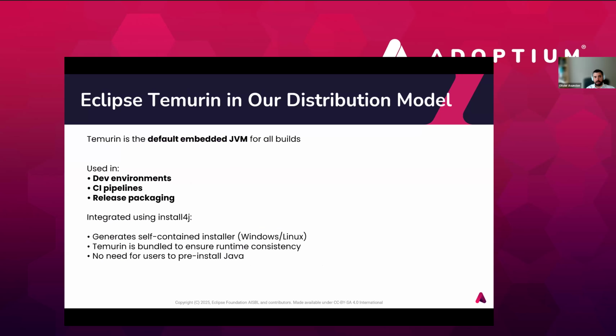Now, in more detail, how do we use Temurin in Eclipse Tradista? Basically, Eclipse Temurin is our main JDK in our environment, meaning that it is used from dev to production, I would say. It is used in our dev environment, also used in our pipeline, and used in our releases.